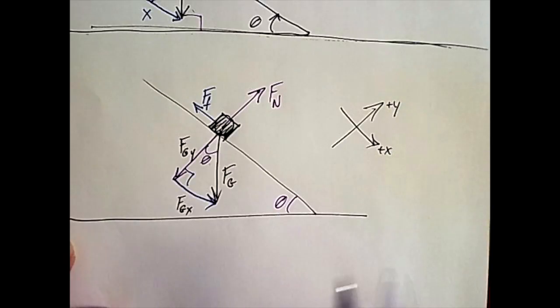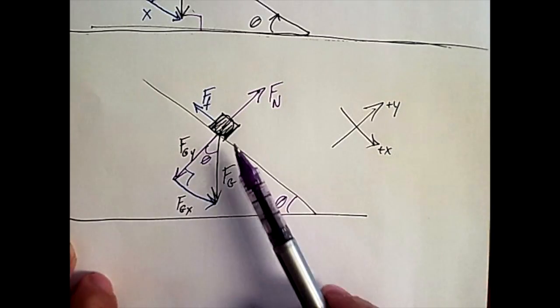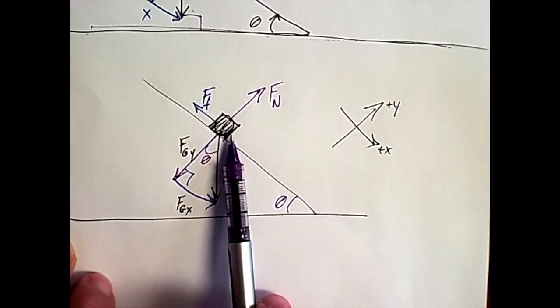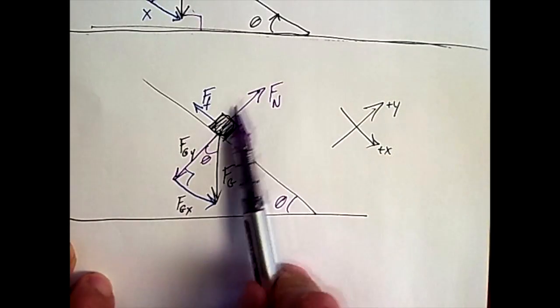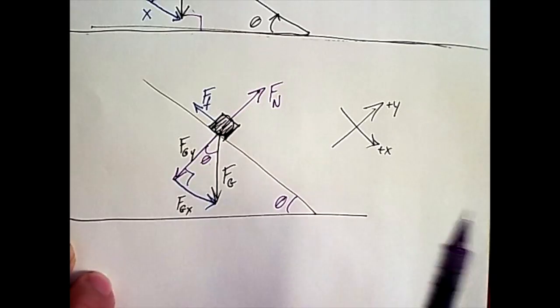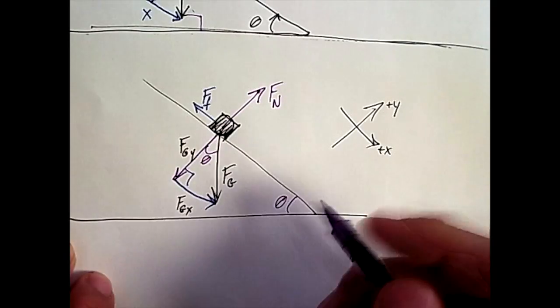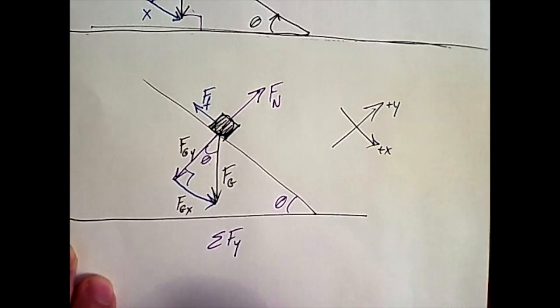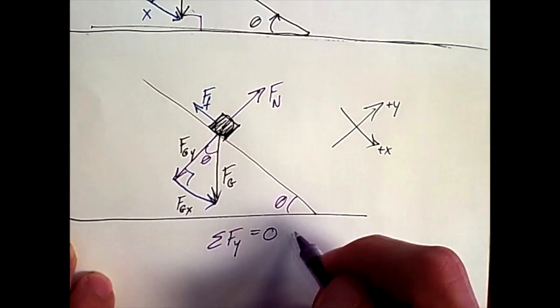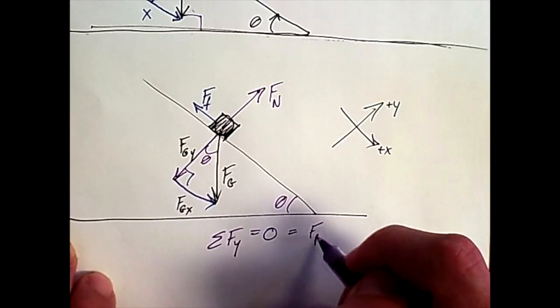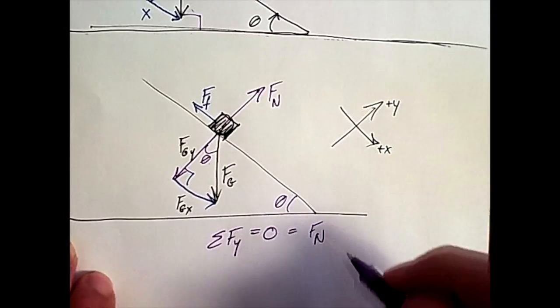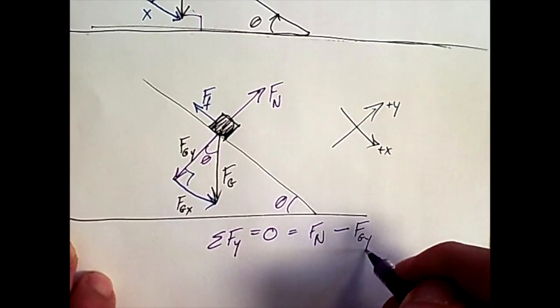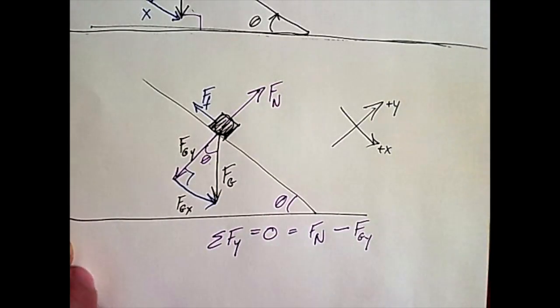But furthermore, we can analyze the fact that at equilibrium, this box does not go along this direction, positive y, or this direction, negative y. The acceleration is 0. So if we did a summation of the forces in the y direction, we know that is equal to 0 because the acceleration is equal to 0. And so in this case, that means that F_N as a positive value going up minus F_gy in the negative direction is the summation of all the forces in this new reference frame.